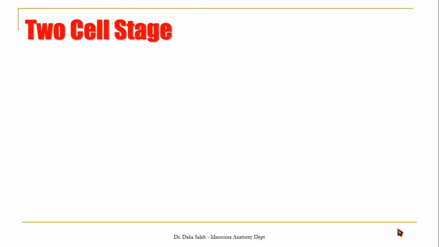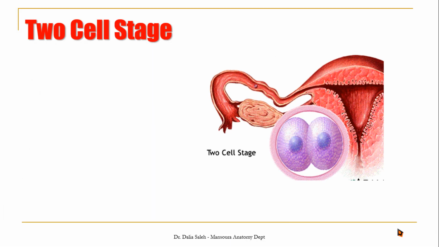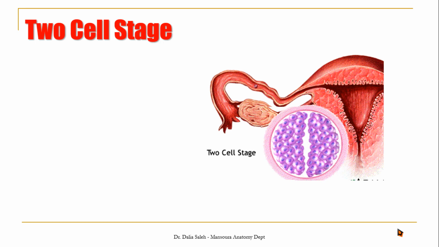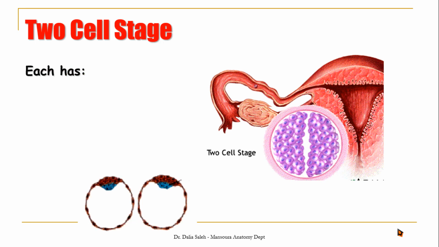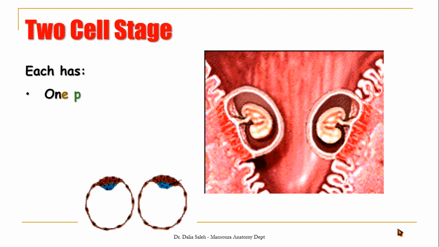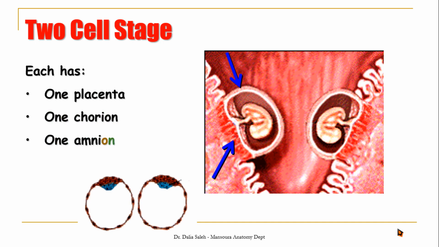So if the separation was at the two-cell stage, as in this case, each of these two cells will develop into a separate embryo. So each embryo will have his own placenta, his own chorion, and his own amnion.